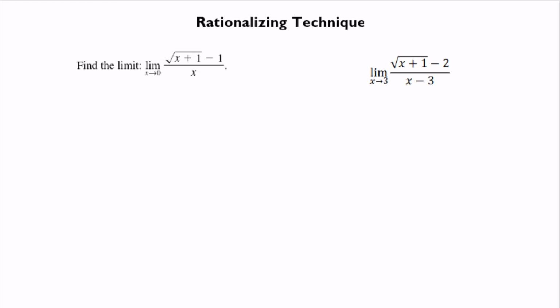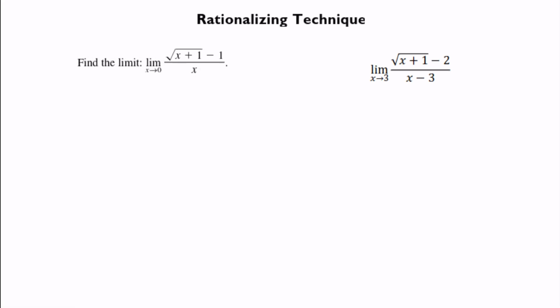So here in this particular example, we have the square root of x plus 1, minus 1, all over x. We want to find the limit as x approaches 0. So clearly, if we substitute 0, we are going to end up with 0 over 0. So that's not the way to go, so we need to apply a different method, which is rationalization.